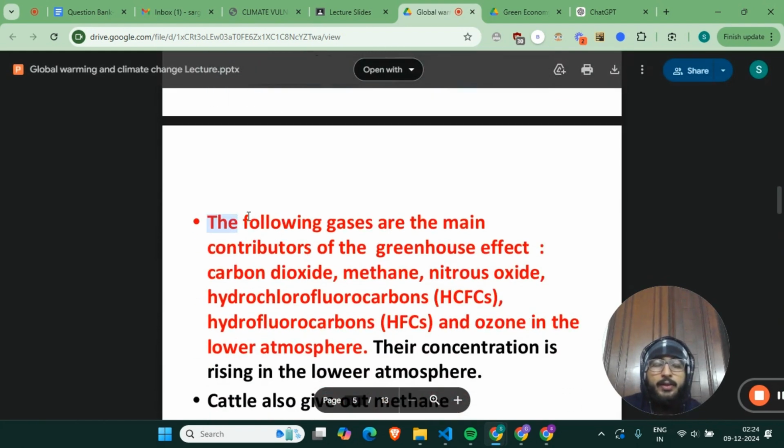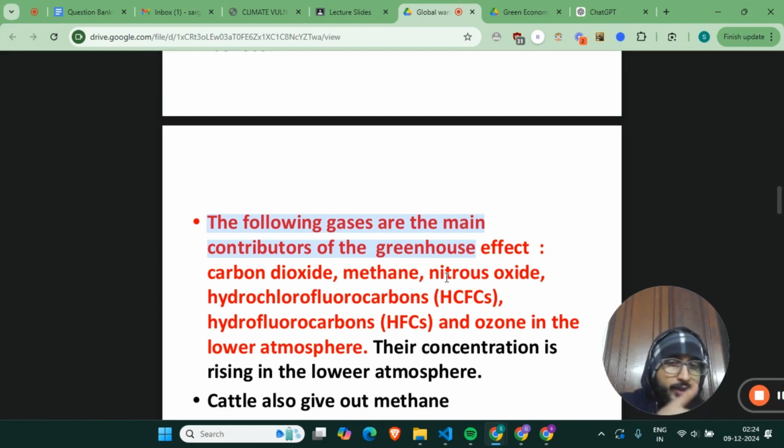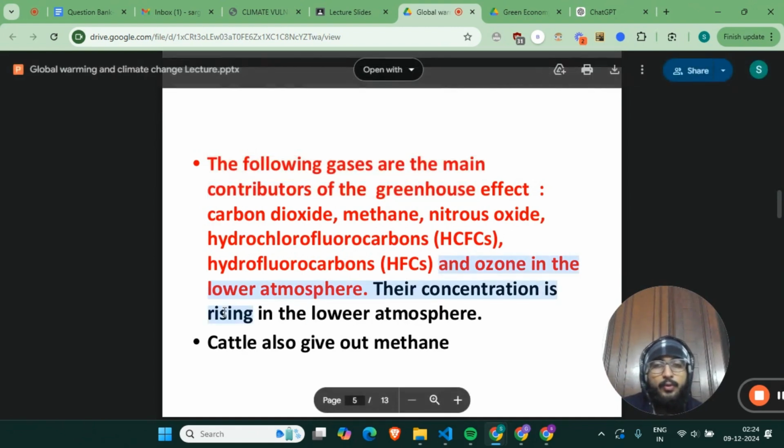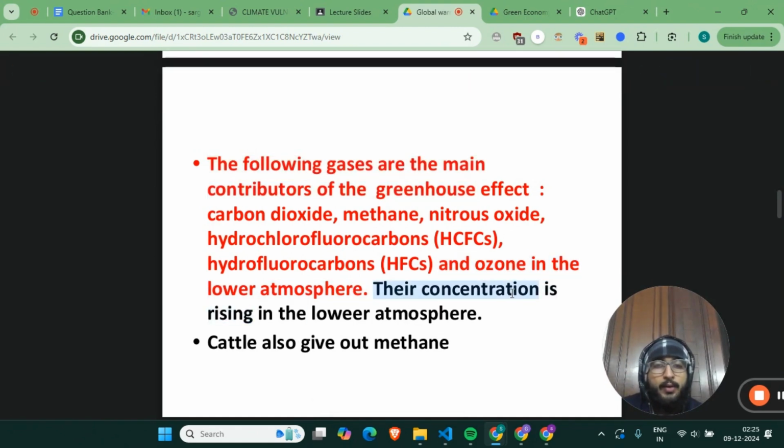Now, the following gases are the main contributors of the greenhouse effect: CO2, carbon dioxide, methane, CH4, nitrous oxide, N2O, hydrochlorofluorocarbons, HCFCs, hydrofluorocarbons, HFCs, and ozone in the lower atmosphere. Also CFCs, chlorofluorocarbons. Their concentration is rising in the lower atmosphere. Cattle also give out methane.